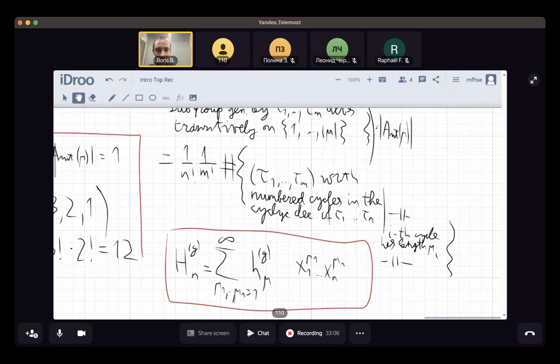But in fact, you can see from the definition that it's clear that if you... is this guy symmetric?